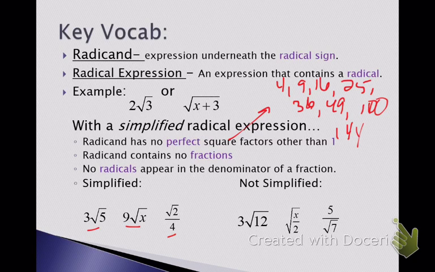Now, compare that to these three, where these are not simplified. Right? And so there is a perfect square factor for 12, and that's 4. The square root of x over 2, there's a fraction inside the radical, so not simplified. And in this guy, there's a square root in the denominator, so we can't have that. So we're going to have to work to take care of all that.